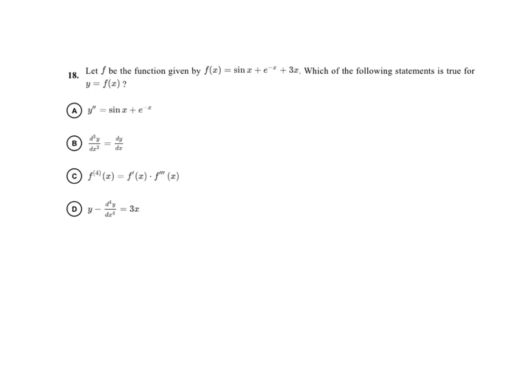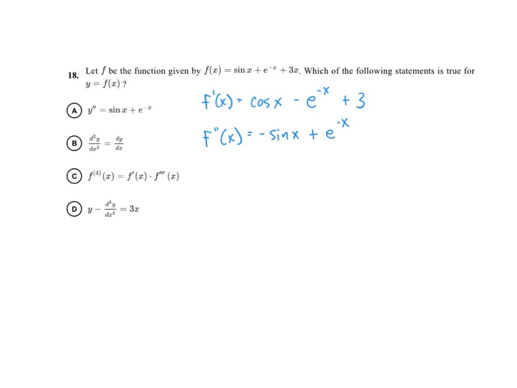Okay, anywhere you see y equals f of x, when they say y double prime, they mean f double prime, same thing. So let's start taking derivatives. f prime of x equals: the derivative of sine is cosine, the derivative of e to the negative x is negative e to the negative x, and the derivative of 3x is 3. All right, and that doesn't really help with anything. Let's take the derivative of that. The derivative of cosine is negative sine. The derivative of e to the negative x is negative e to the x, so that makes it positive. And that's it.